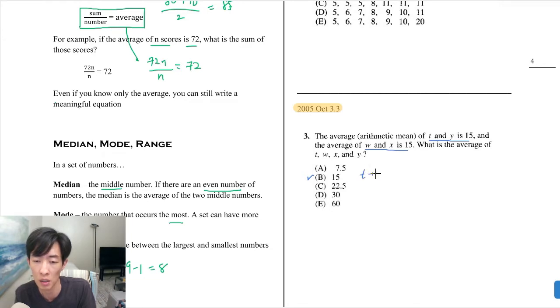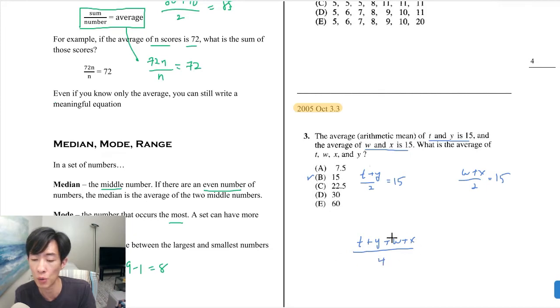(t plus y) over 2 equals 15. That's the average of the first set. Then we've got (w plus x) over 2 equals 15. And that's the second set. And they want to know what is the average of all of them together. So that's going to be (t plus y plus w plus x) over 4.